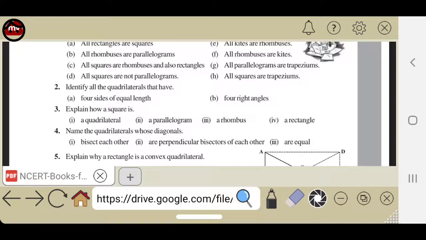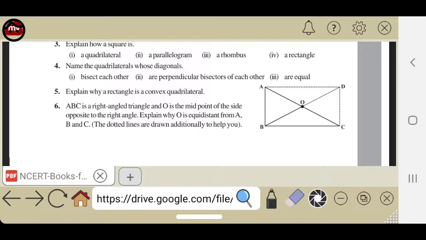In a rhombus, all sides should be equal, and in a square also all sides are equal. In a rectangle, two opposite sides are equal, and in the square also. Name a quadrilateral whose diagonals bisect each other. In a parallelogram. Diagonals are perpendicular bisectors in a rhombus and a square. Diagonals are equal in a square and a rectangle.